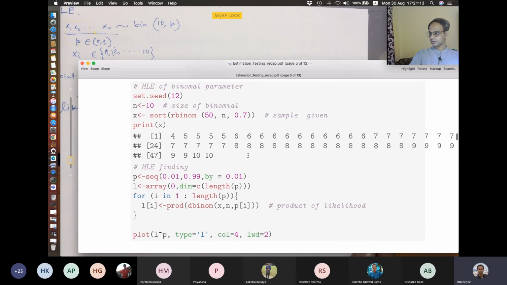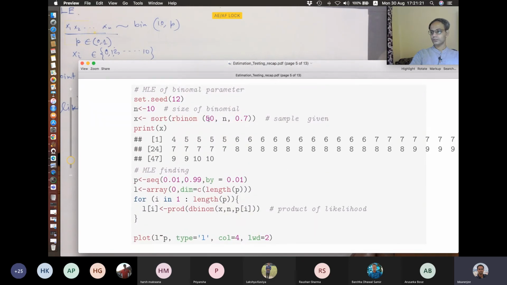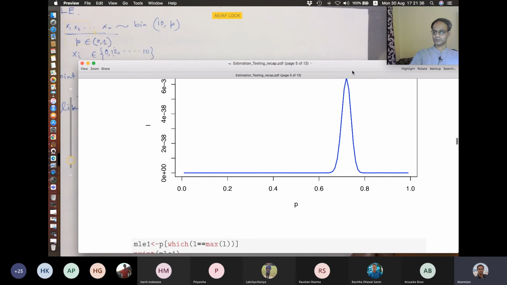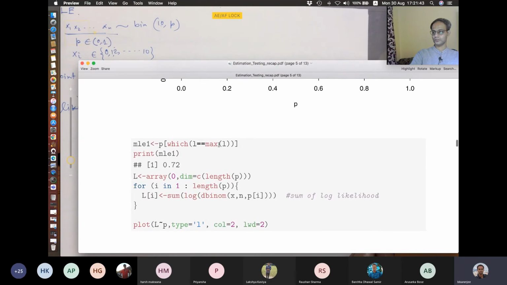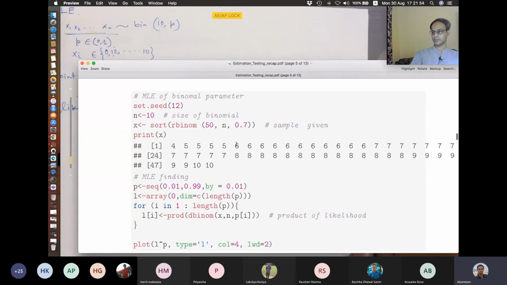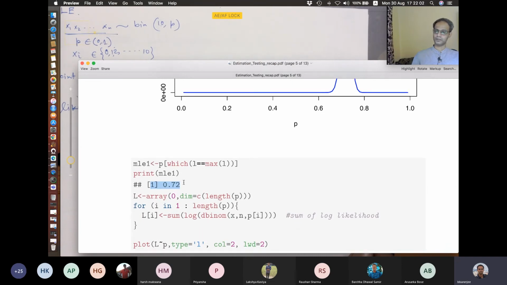Here n is written 10. So 50 observations are taken from binomial 10, 0.7. So now, based on these 50 observations, if you just plot the likelihood function, it will look like this. And if you plot for which value of p it is attaining the maximum, it gives you 0.72. So you can see that the true value was 0.7, and based on 50 observations, if you estimate it, you get 0.72. If you take another sample, you will get some other number. So in this way, it will always be fluctuating.